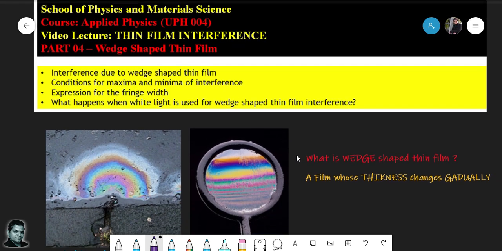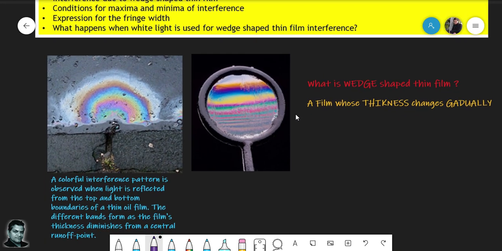So here are some examples of such thin film interference that you see around. Here is an oil spill on a surface. The oil started to spread from around this central point, and then as it moved away from this central point, its thickness gets reduced. So there is a change in the thickness of this oil film over the surface, and that is an example of a wedge-shaped thin film. So a film whose thickness changes gradually from one point to another.